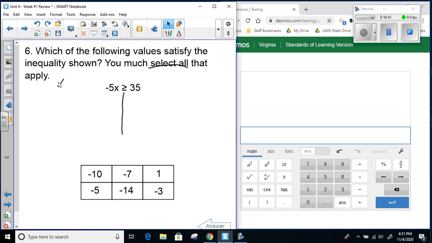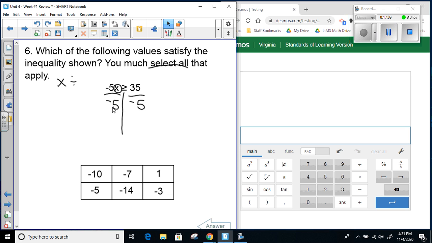I know that the opposite of multiplication is division. So to solve for x, I'm going to divide on both sides of my equation. Now, what do I want to divide by? I want to divide by that number in front of x, the number that x is being multiplied by. And that's going to help me get x by itself. So what number's in front of x? Negative 5. So we're going to divide on both sides by negative 5.